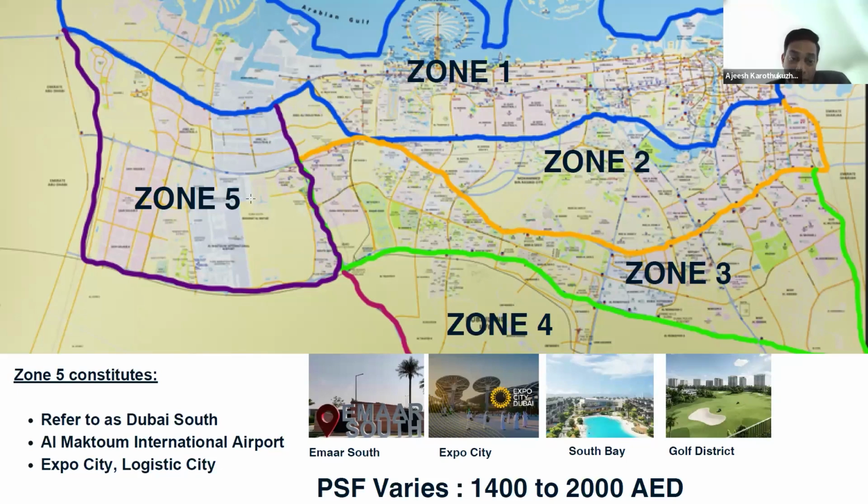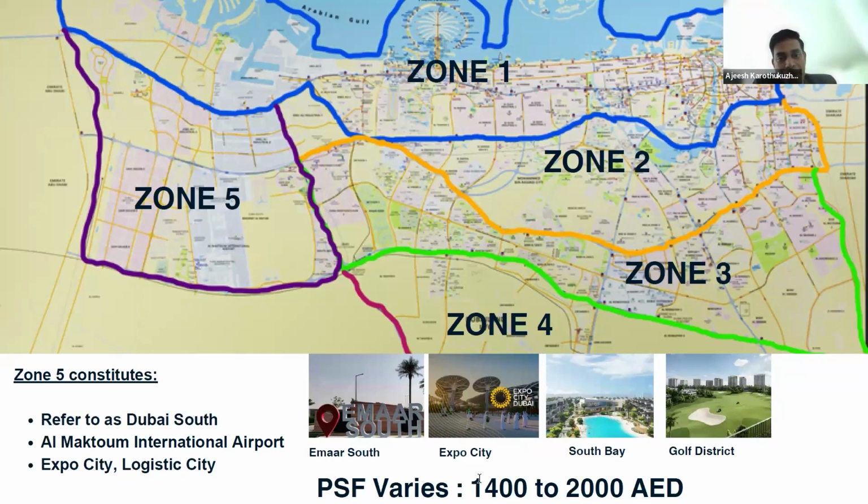The Expo City is already active here, and Dubai South is one of the major residential investments because of this reason. Currently the PSF is ranging from 1,400 to 2,000 on various projects. Emaar recently launched another project in Emaar South and a golf district. The PSF is around 1,400 onwards, so this is also a good opportunity for investment because of the lower PSF.